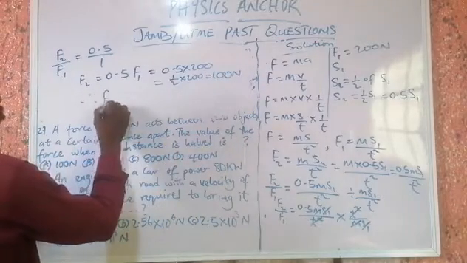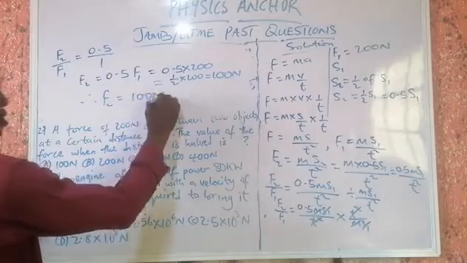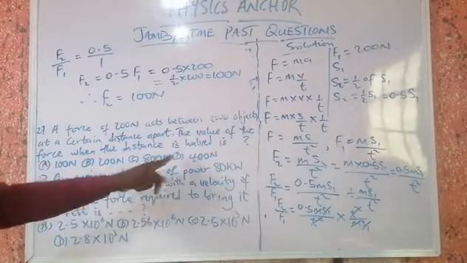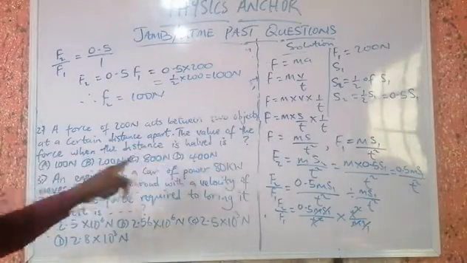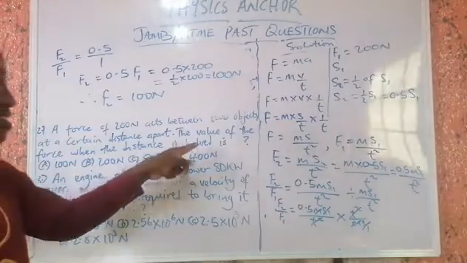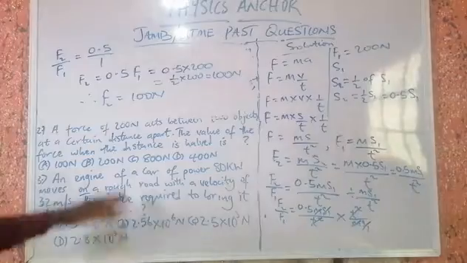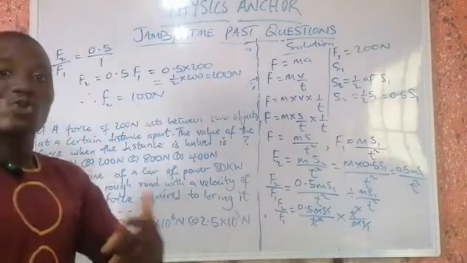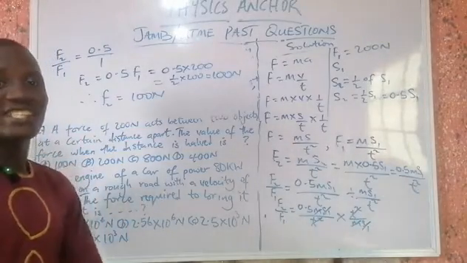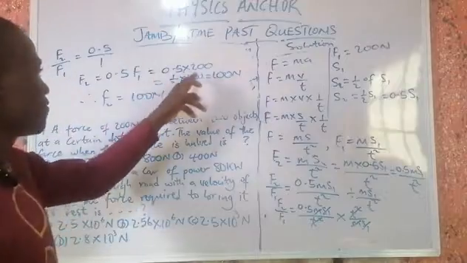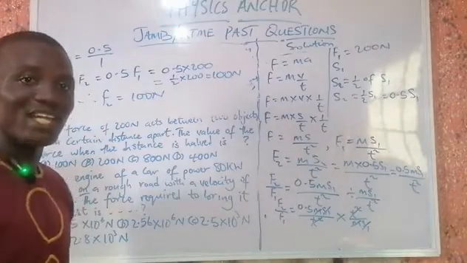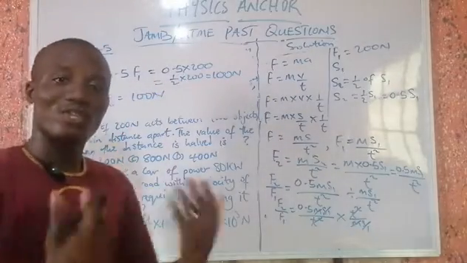Therefore, F2 is equal to 100 Newton. And that is the second force that they want you to find. That's the value of the force when the distance is halved. So what it means is that when the distance is halved, the force is also halved. When the distance is divided by 2, the force, which was initially 200, was also divided by 2.